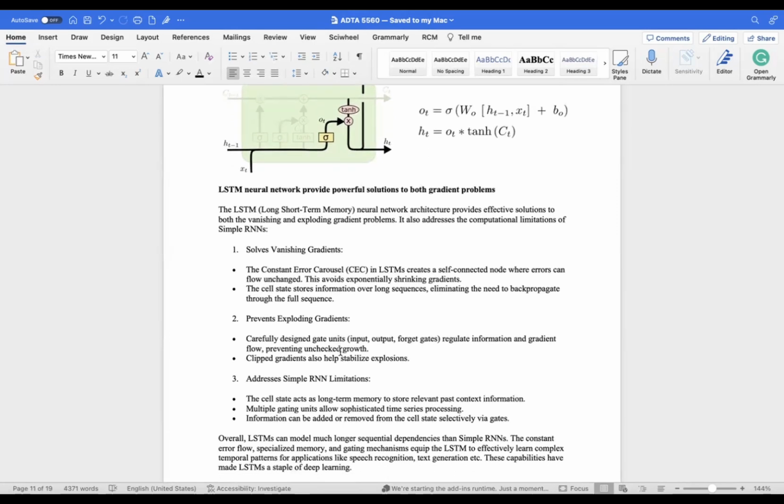In dodging exploding gradients, smart gate units, there are 3 gates: input, output, and forget, which regulate information flow. All these 3 gates maintain the information, so they have total control to regulate it, preventing unchecked growth. Clipped gradients act as guardians, stabilizing potential explosions.